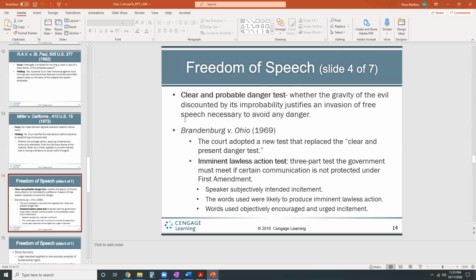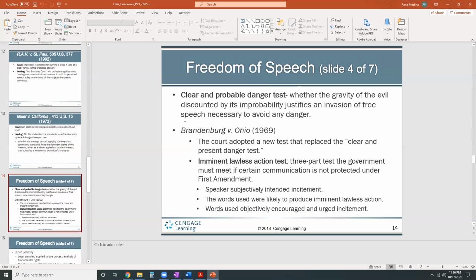Now, in addition to obscenity, if the government finds that there is clear and probable danger that a person's words are going to potentially incite a riot, then the government may restrict that speech and punish the person promoting that speech because it could incite lawlessness, disorder.